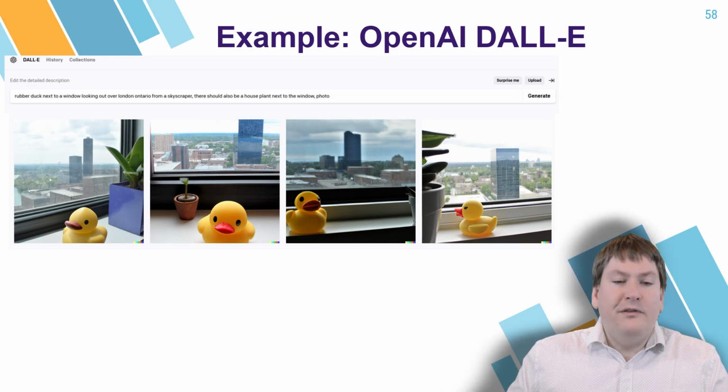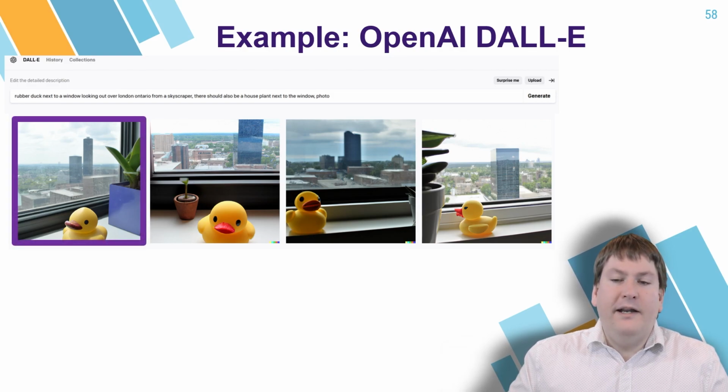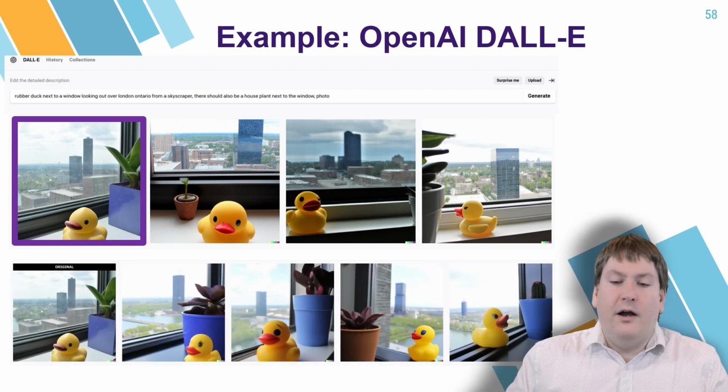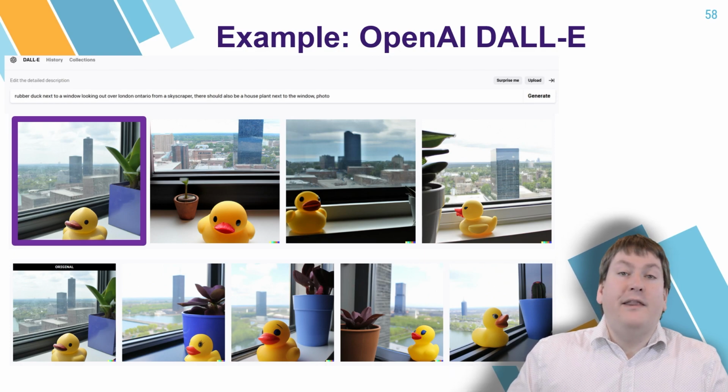If you look out, it almost does look like something you might see in London, Ontario. But none of those buildings really match up with London. And there definitely is a rubber duck here, and it looks almost photorealistic. What's even interesting is you can then select one of these outputs and have it generate different variations on that image. So if I selected the first one here and asked it to generate some variations, we'd get even more different options, different angles, things like that, all created from scratch by the artificial intelligence.